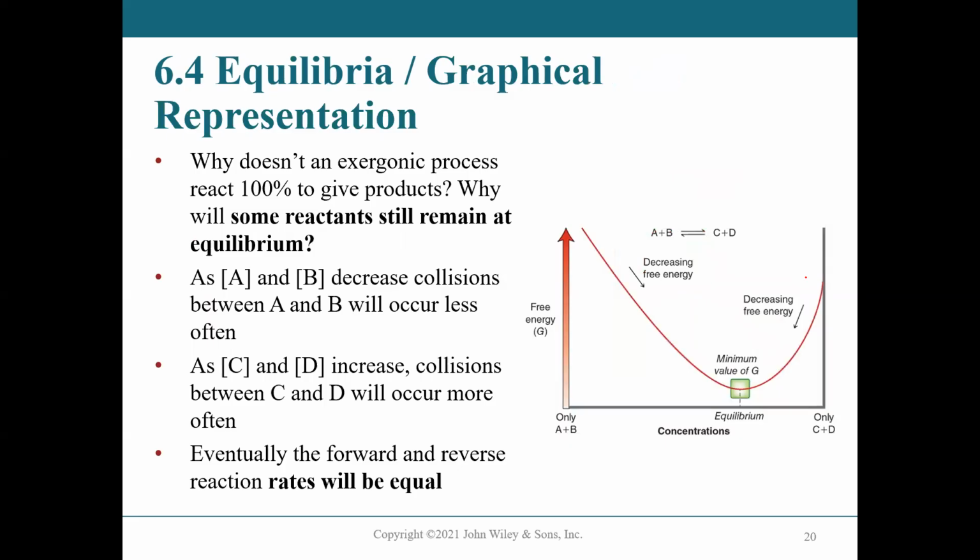It says, why doesn't an exergonic process react 100% to give products? Why will some reactants still remain at equilibrium? It says as A and B decrease, collisions between A and B will occur less often. You'll have less A and B to have collisions, so we'll get less opportunity to get C and D. And as I said previously, eventually the forward and reverse reaction rates will be equal. So we're not going to get any more products.